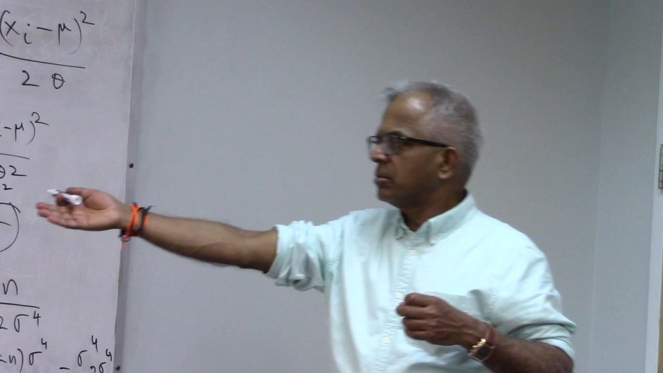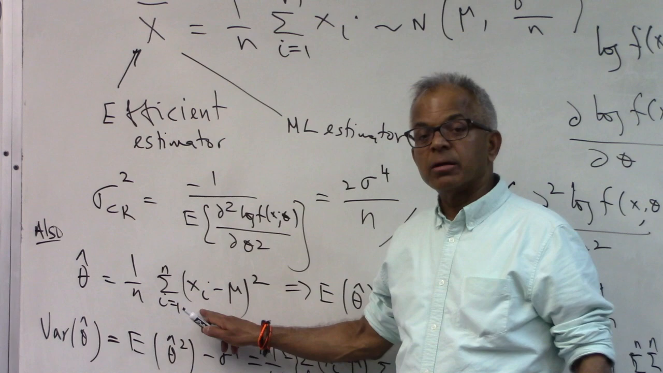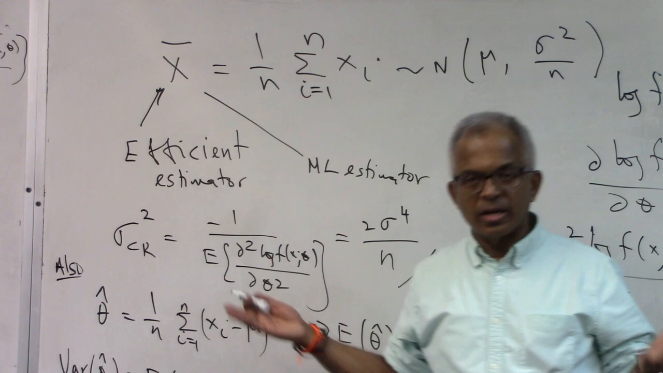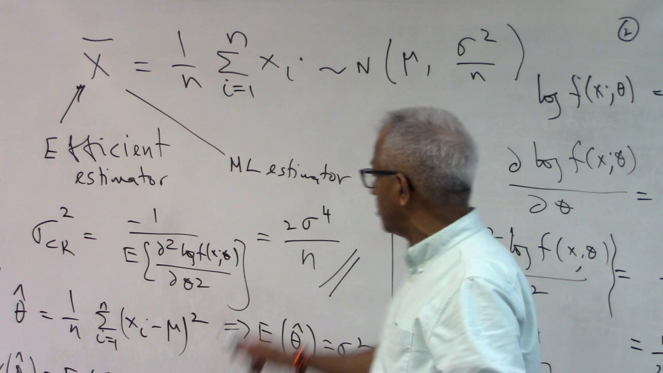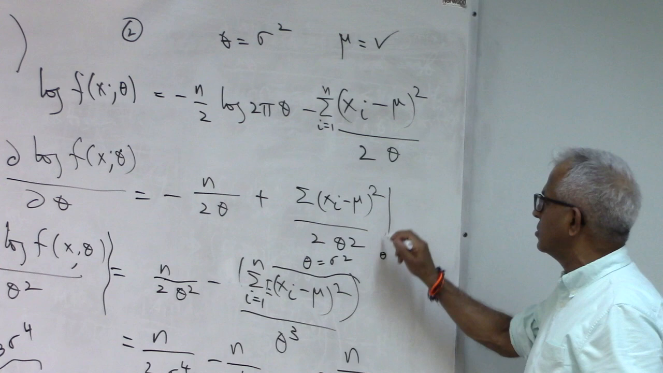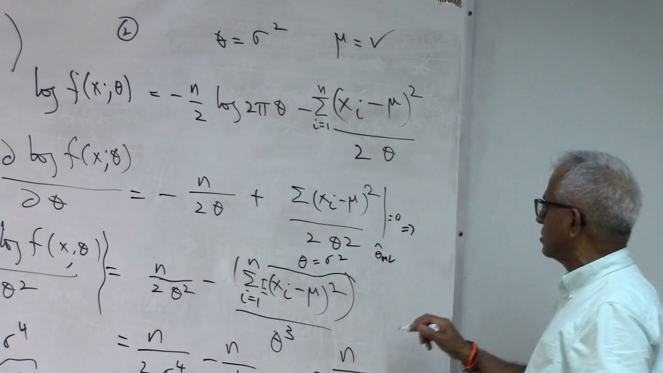Then both of them, the standard mean and the standard variance estimator, are unbiased and efficient, and consequently this is also the maximum likelihood estimator, which you can see from here. If you put this equal to zero, then you get theta hat ML will turn out to be that one itself. So this will also turn out to be theta hat ML.